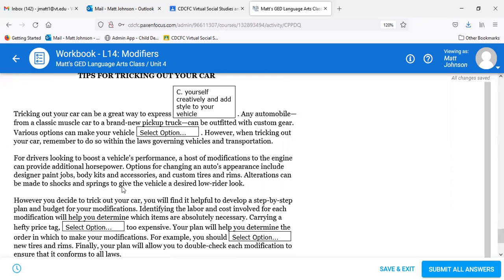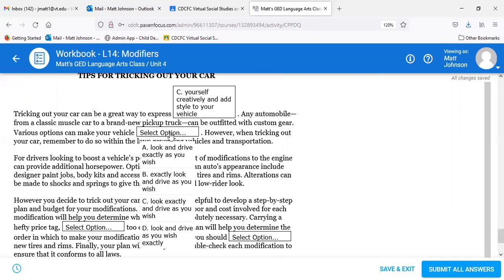Any automobile, from a classic muscle car to a brand new pickup truck, can be outfitted with custom gear. Various options can make your vehicle look and drive exactly as you wish. A is the correct answer. Anything else? So B, exactly look and drive as you wish. That is, exactly is modifying the wrong part there.